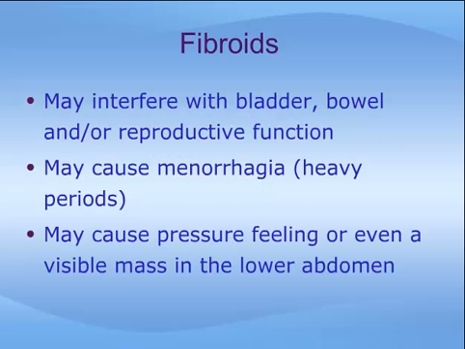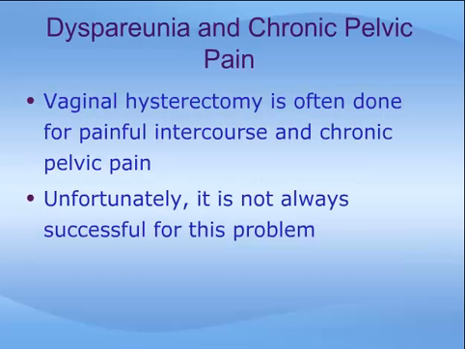Fibroids may interfere with bladder, bowel, and/or reproductive function. They may also cause menorrhagia, or heavy periods. And they may also present as a pressure feeling or even a visible mass in the lower abdomen. Vaginal hysterectomy can only be done for a uterus below a certain size. This size will somewhat depend on individual surgeons, but it is safe to say that few gynecologists will agree to attempt a vaginal hysterectomy for a uterus that is easily palpable above the pubic bone.